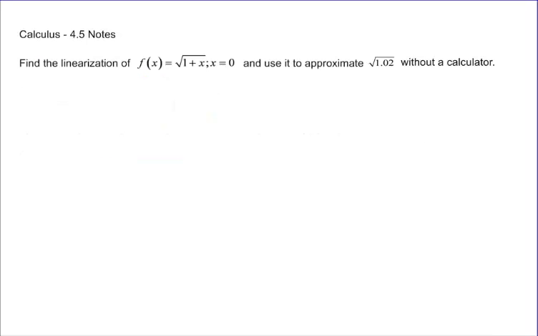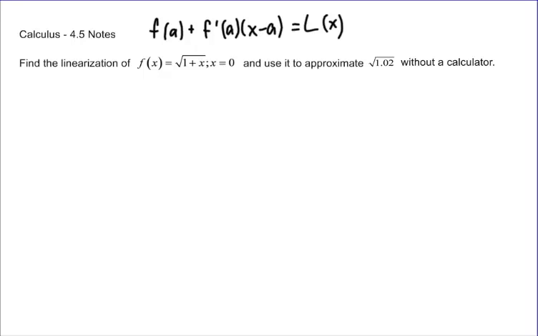Using our previous rule, let's write it down here: f of a plus f prime of a times x minus a. Here's our linearization rule. So, find a linearization and use it to approximate the square root of 1.02 without a calculator.